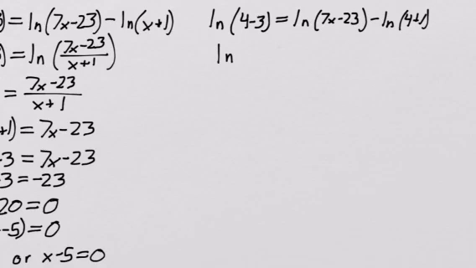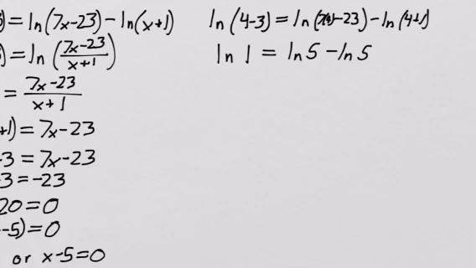So ln of 1, and I inadvertently put 7x there. I should have put 7 times 4. So that's going to be equal to ln of 5 minus ln of 5.